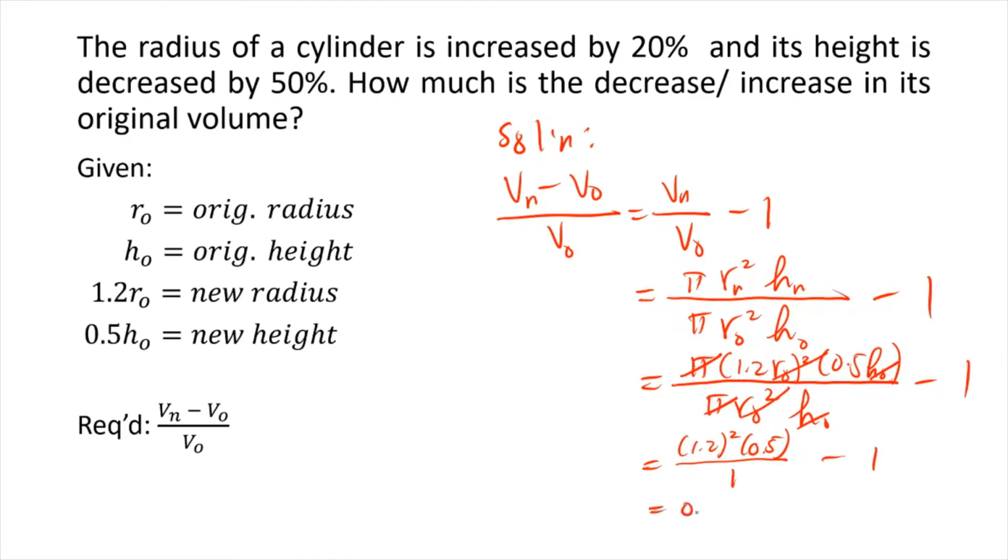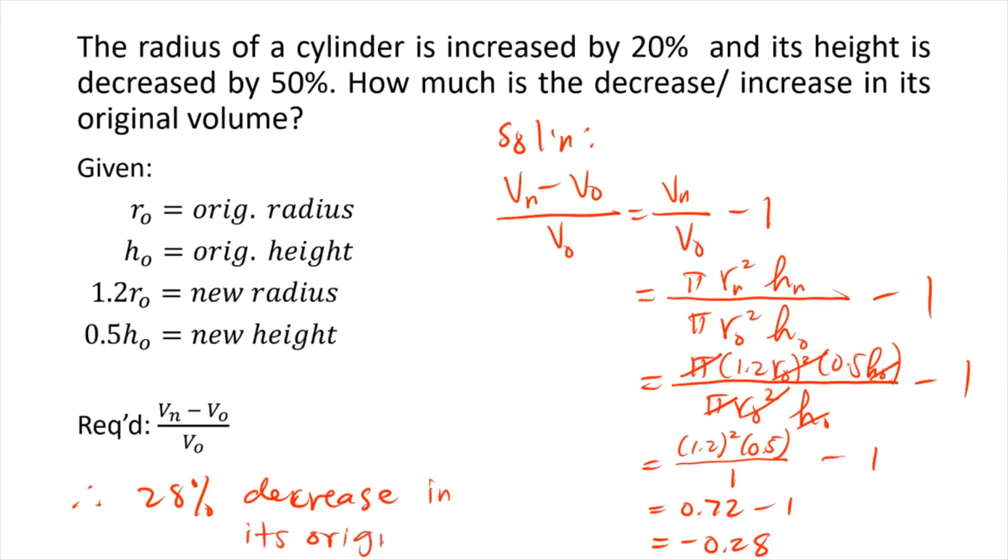This is now equal to 0.72 minus 1, which is equal to negative 0.28. We have a negative value, so it's a decrease. And if we multiply this value by 100 to get the percent, therefore there is a 28% decrease in its original volume.